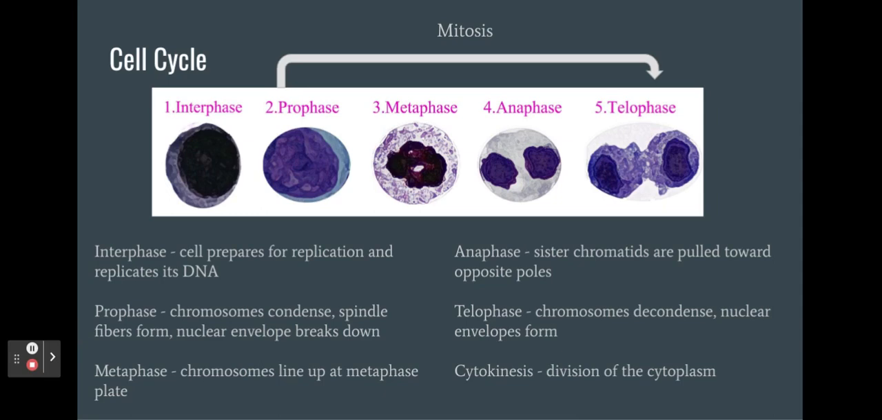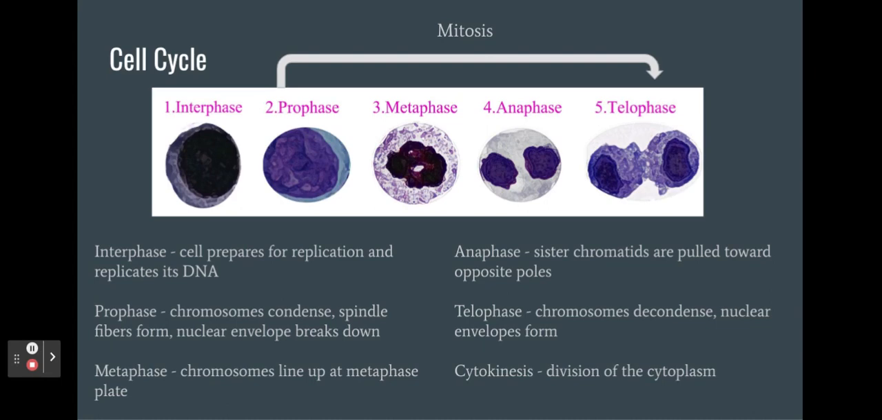The cell cycle is the name given to the process by which somatic cells replicate. The cell spends most of its time in interphase. It is during this time that the cell prepares for replication by creating the materials needed and replicating its DNA. The cell then enters the mitotic phase of division.